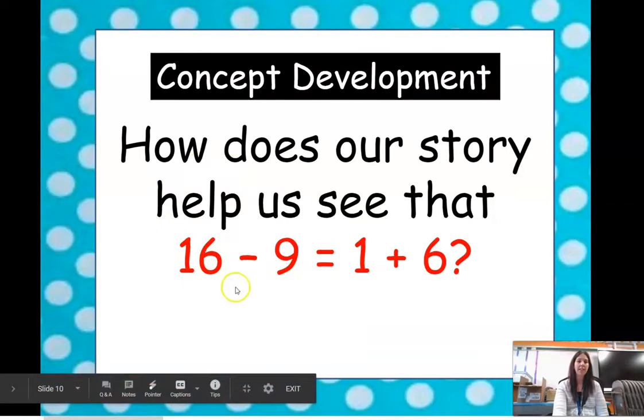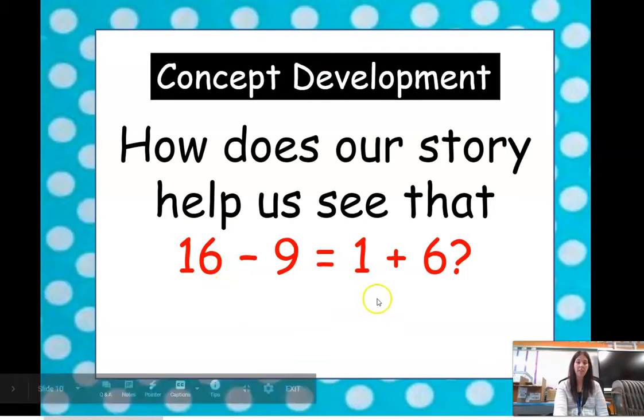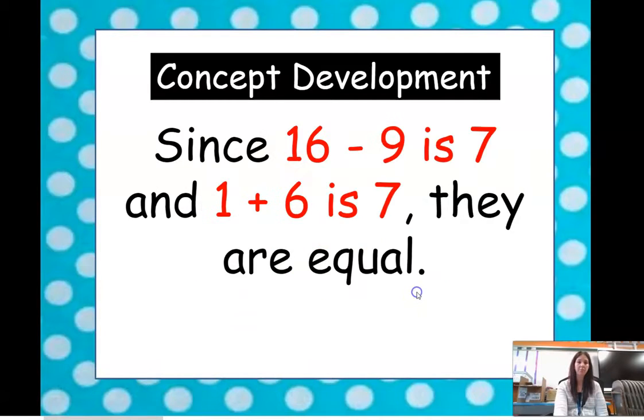Look at how we can look at it this way. 16 minus 9, this was Micah's word problem that we had to solve, equaled 7. And 1 plus 6 equals 7. So this means that 7 equals 7. And that means that they are equal.